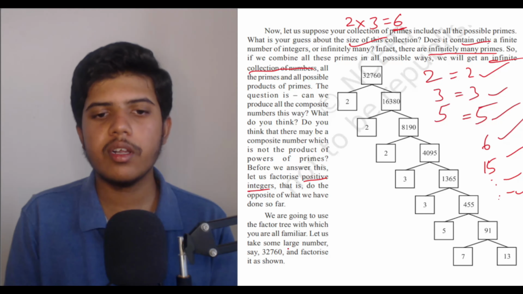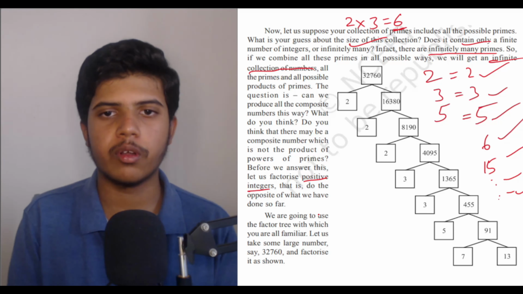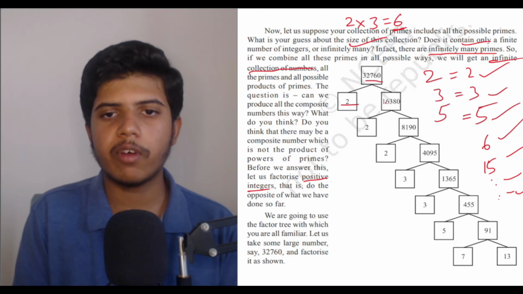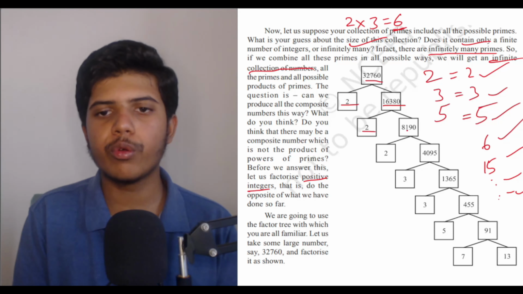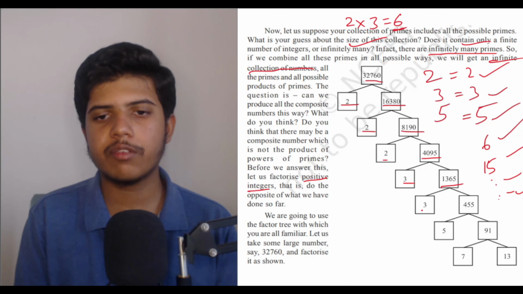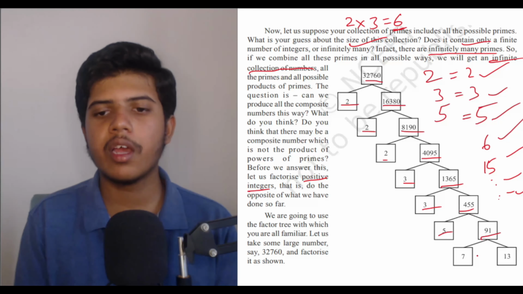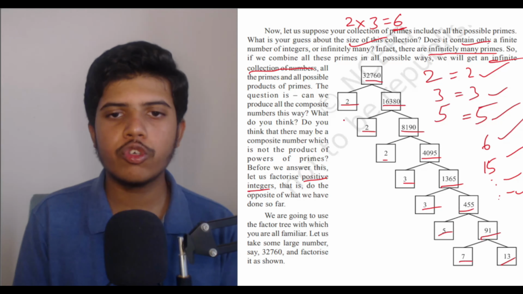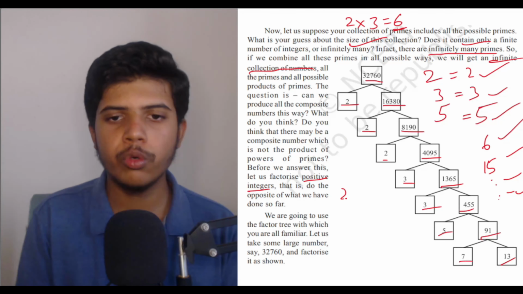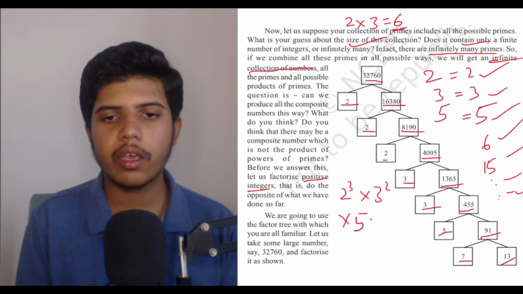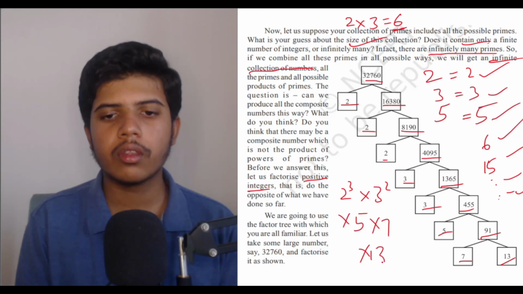Let us take some large number, say 32760, and factorize it as shown in this factor tree. If you divide it by 2, you get 16380. Again by 2 you get 8190, again by 2 you get 4095, and so on, until you reach 91, whose prime factors are 7 and 13. So this can be written as 2 into 2 into 2, which is 2 cube, into 3 into 3, which is 3 square, into 5, into 7, into 13.